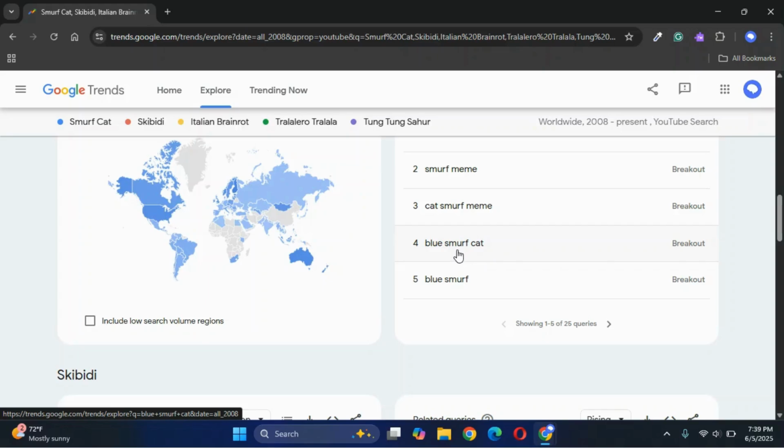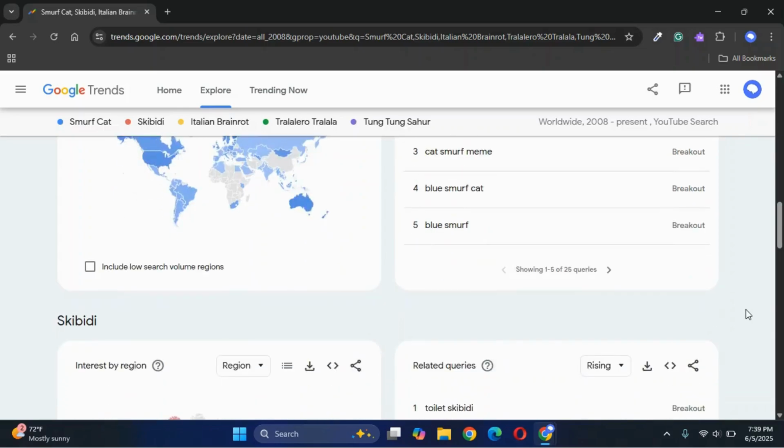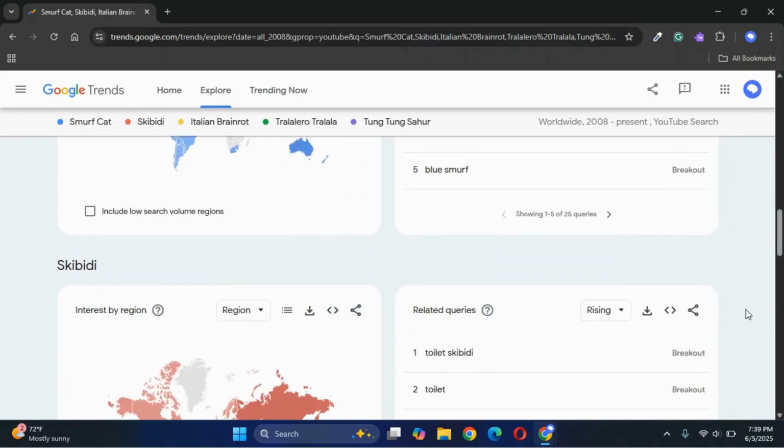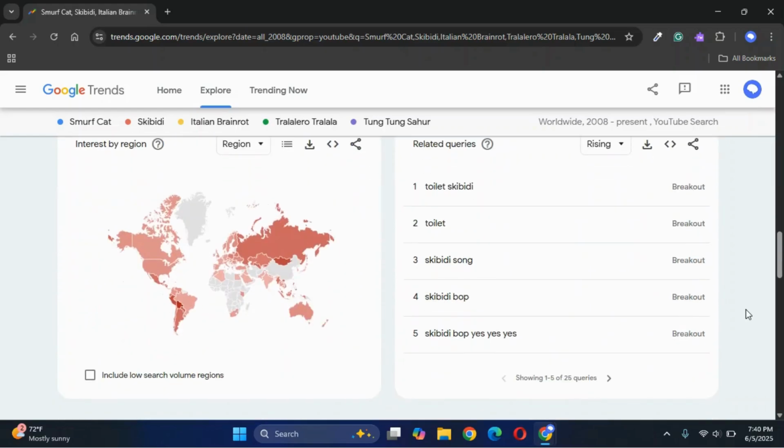Blue Smurf cat. I thought Smurf cats were already blue. Blue Smurf. It's like saying, I don't know, rainbow. Like, of course the rainbow is rainbow. Rainbows are named after rainbows.